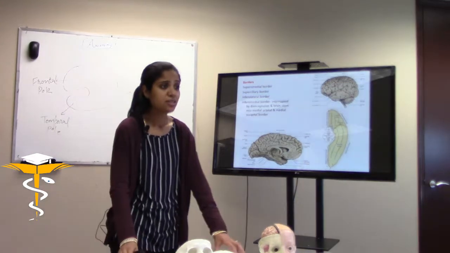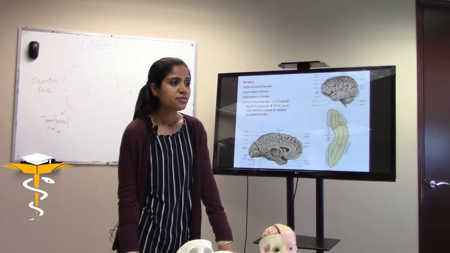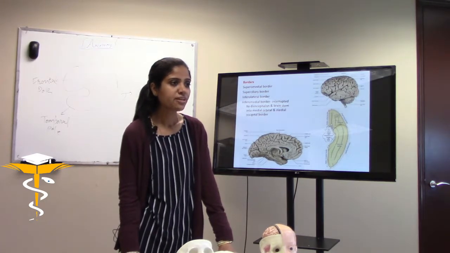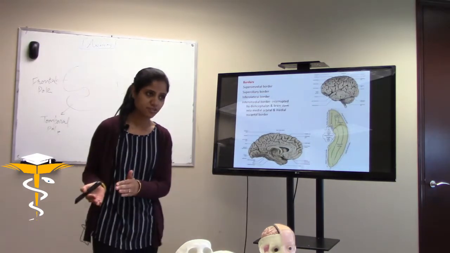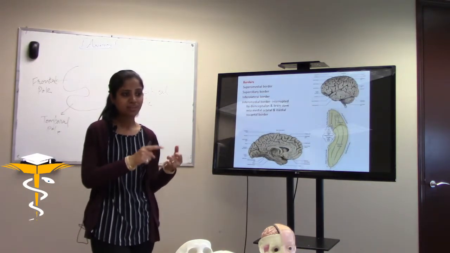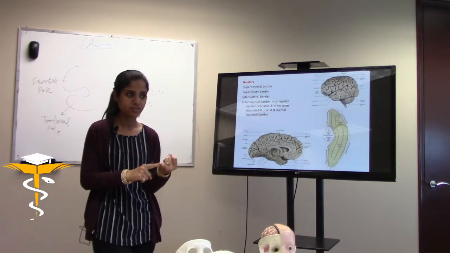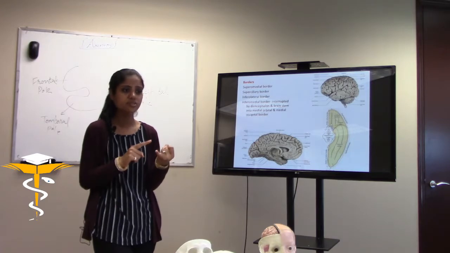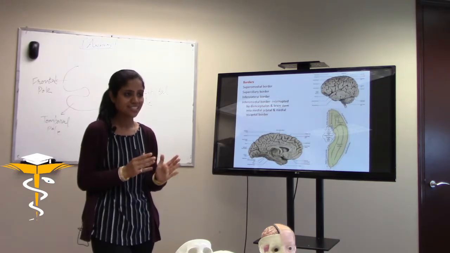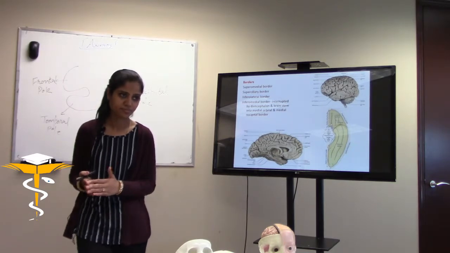I'm repeating, the three borders of the cerebrum are named superomedial border, inferolateral border and inferomedial border. So summarizing the surface features, the cerebrum has three poles, three surfaces and three borders. Are all these three things clear to you? The poles, surfaces and borders? If it's clear, then I'll be moving on to the next part of the cerebrum.